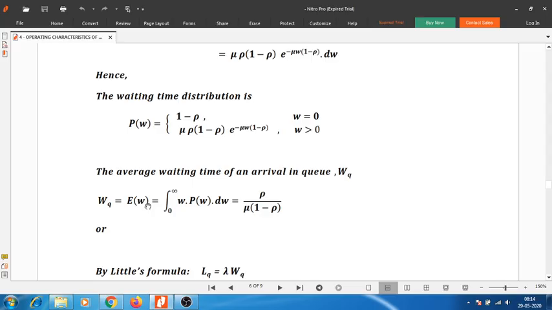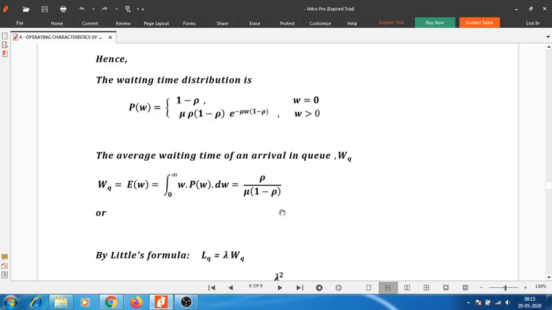So what is the expectation of W? It is the integral from 0 to infinity of W into the respective probability density function. After simplification, you will get rho by mu into (1 minus rho).